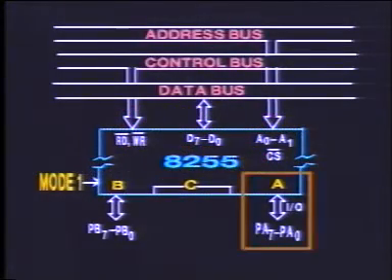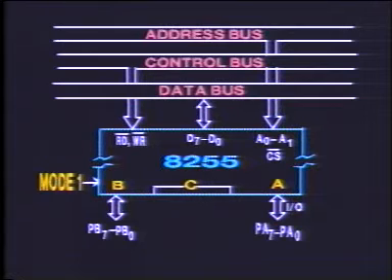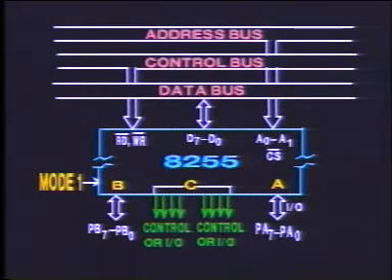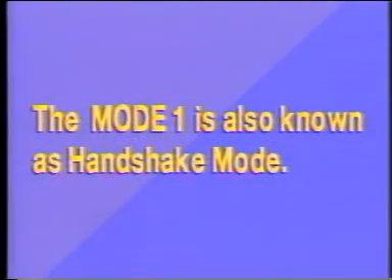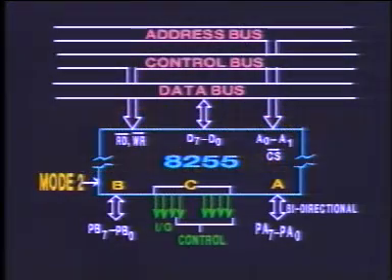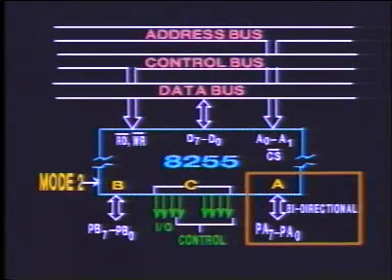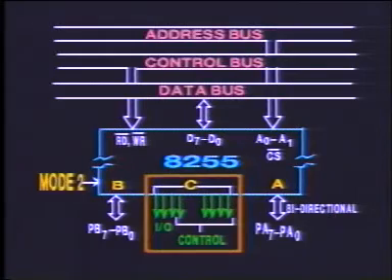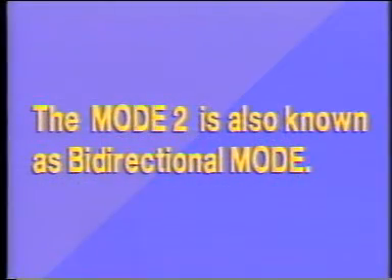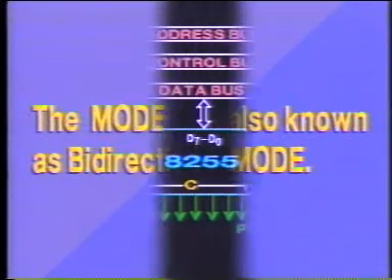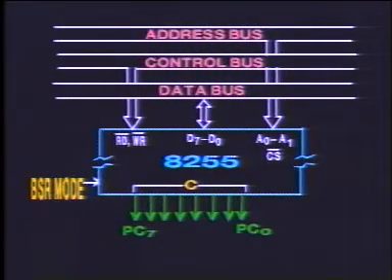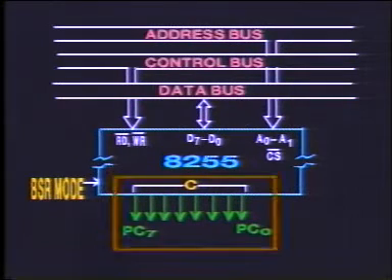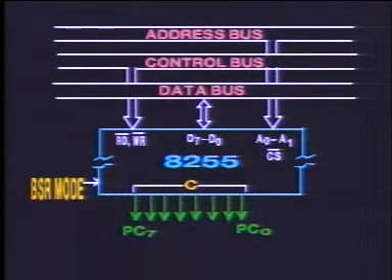Under mode 1, the port A or B can be set for input or output operation. The bits from port C are used as control signals. These control signals are used for handshaking. The mode 1 is also known as handshake mode. In mode 2, the port A is used as a bidirectional port with port C for handshake. The mode 2 is also known as bidirectional mode. Bit set reset mode makes use of only port C. Any bit of port C can be set or reset.